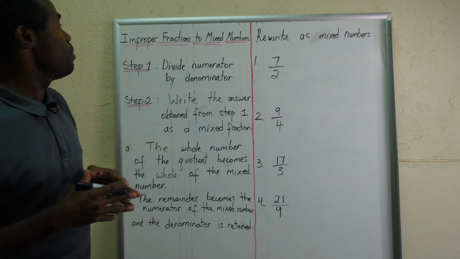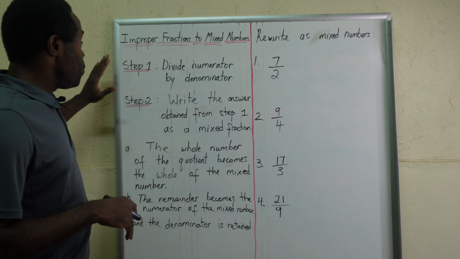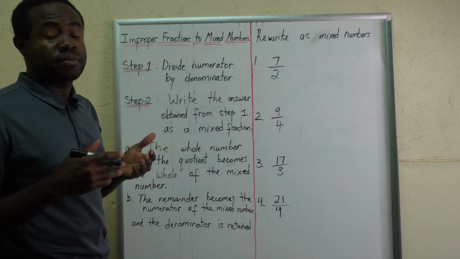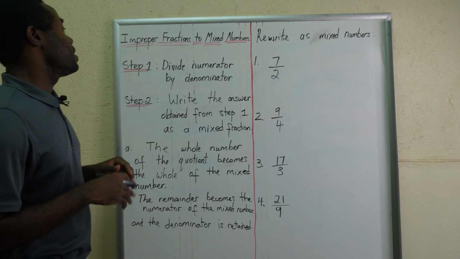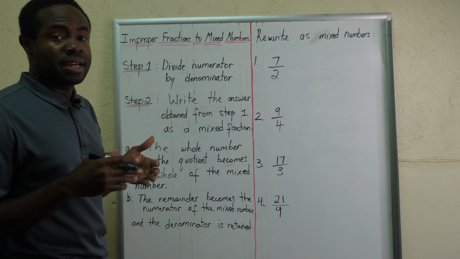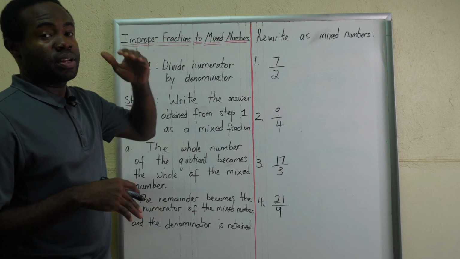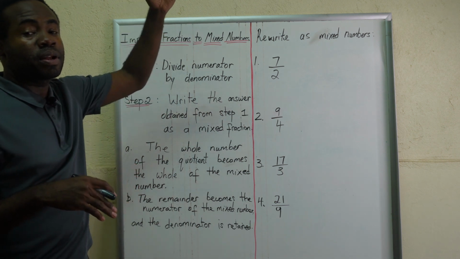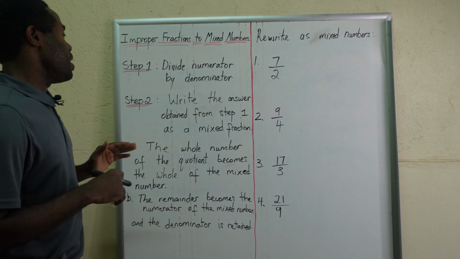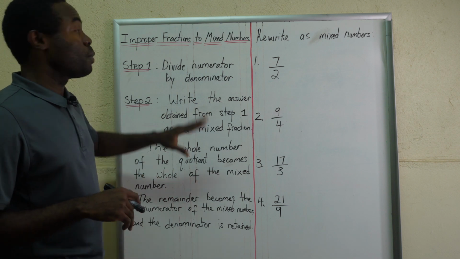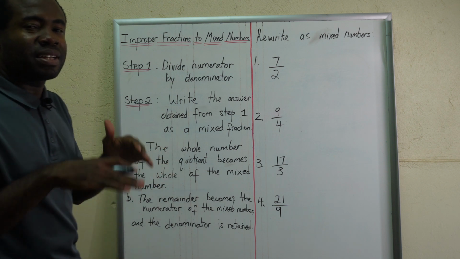In this lesson, we'll be focusing on improper fractions to mixed numbers. There are two basic steps that I'm recommending you follow when converting these questions. Let's get into step 1. In step 1, you're going to divide the numerator by the denominator. So you're going to divide the numerator, which is the top one, by the bottom one, which is the denominator. Now step 2 is where you are going to write the answer that you obtained from step 1 as a mixed number.